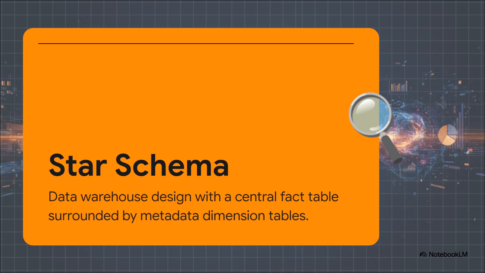Your single purchase is now just a single row in a massive central fact table. And this is surrounded by dimension tables that act kind of like the rays of a star, holding all the metadata: the who, like the customer profile, the where, like the store location, and the what, like the product brand.